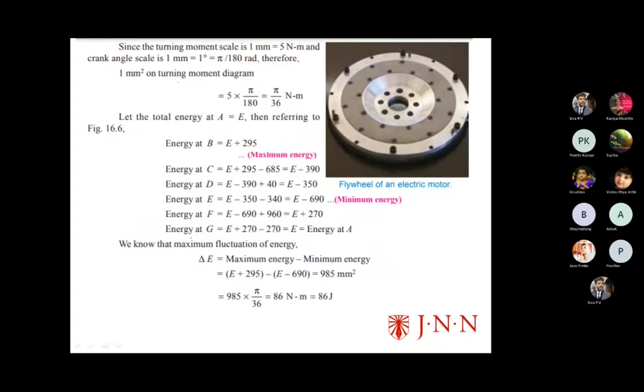Maximum fluctuation of energy. We know that the maximum fluctuation of energy equals maximum energy minus minimum energy. So consider the value that is maximum.